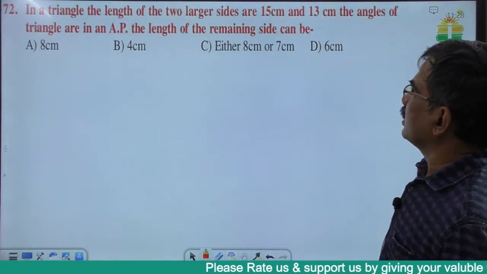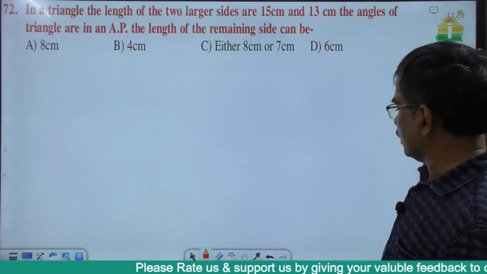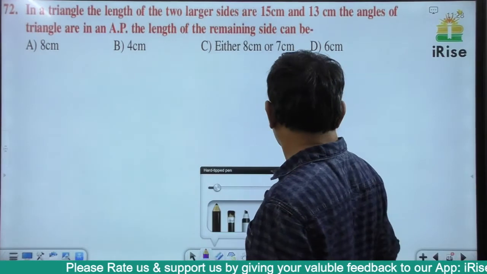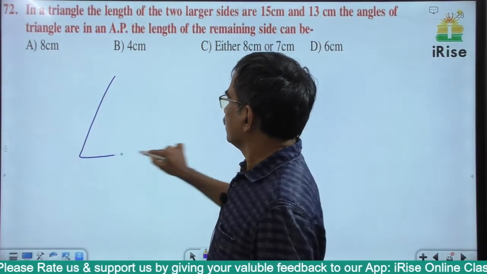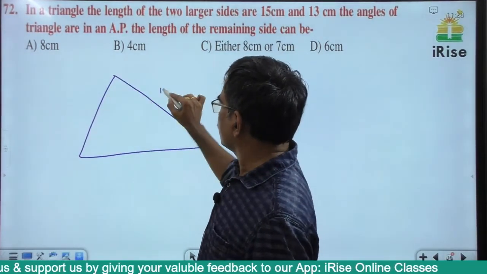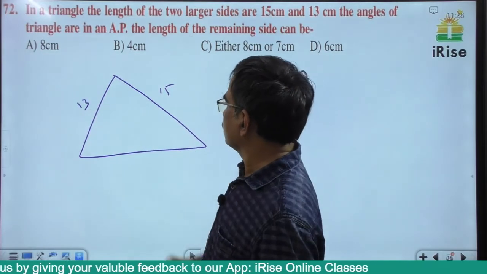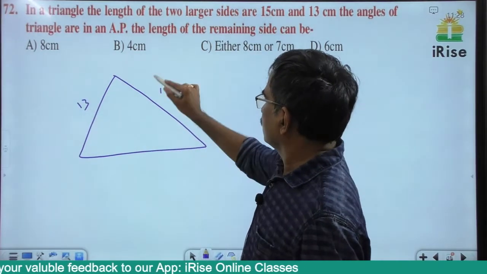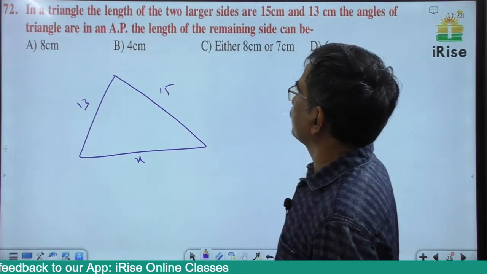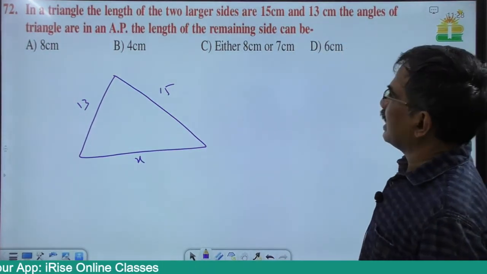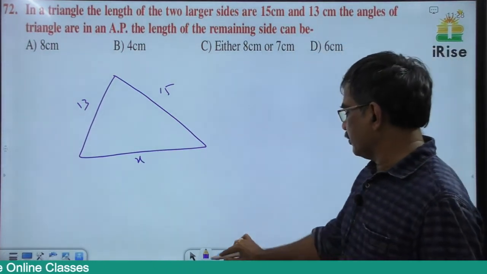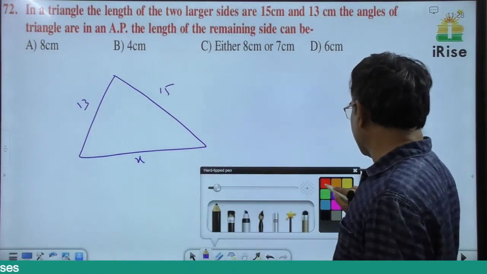In a triangle, the lengths of the two larger sides are 15 and 13 centimeters. The lengths of the two larger sides are 15 and 13. If this is 15, this is 13. I want to consider this as x. And the angles of the triangle are in AP. Very important condition here. Angles are in AP.